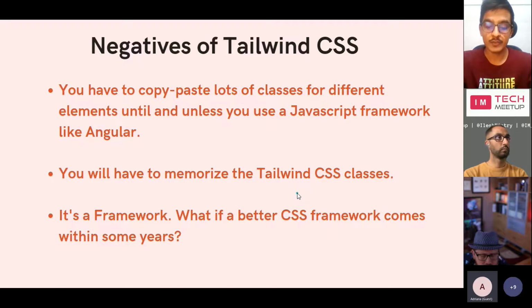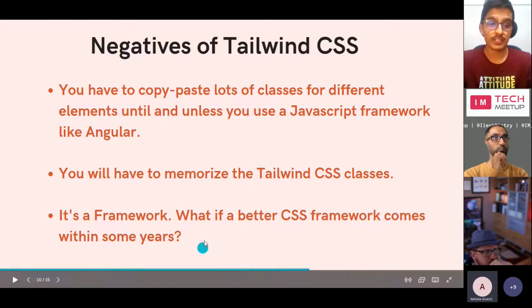And the second thing is you will have to memorize the Tailwind CSS classes. First of all, if you are learning vanilla CSS, then you have to memorize the vanilla CSS properties. But after you jump to Tailwind CSS, you have to also memorize the Tailwind CSS classes. They are mostly similar to vanilla CSS properties, but still you will have to memorize. You don't have to memorize all the classes because you can refer to the docs as well, but you will have to memorize most of the classes that are usually used in your code. So that's one of the negatives.